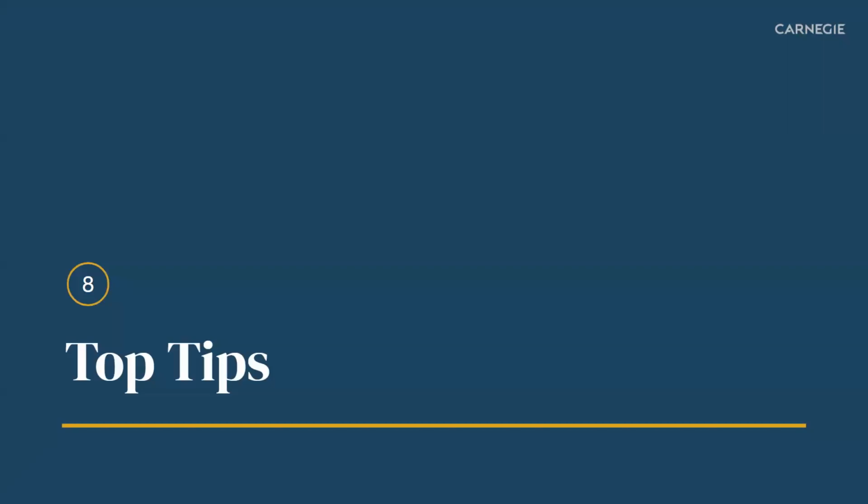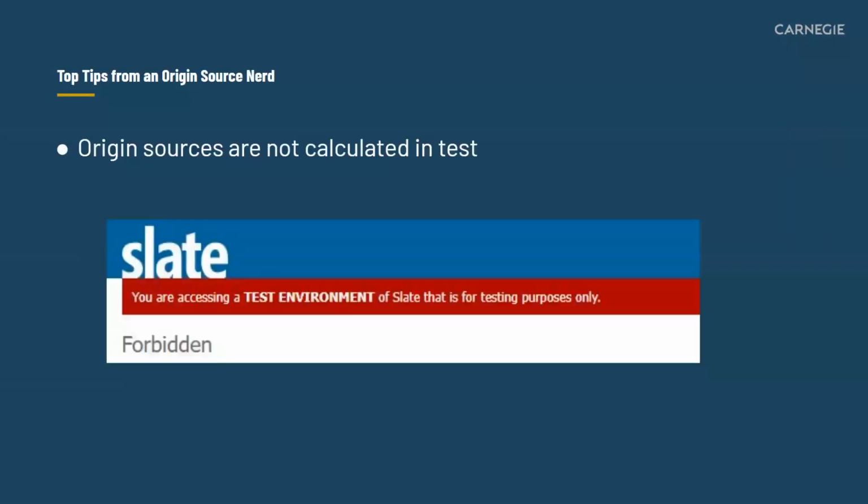So we're at the end here. I just want to give you a few more top tips, kind of some quick hits to round things out. The first is that origin sources are not calculated in test. So dive right in, make your changes in production. And the good news is if you make a mistake, you'll just fix them and the records will update by tomorrow. So if you reconfigure your origin sources, like say you have a typo in one of your summaries or categories, make the change and they'll recalculate overnight. So dive right in, do the changes in production.